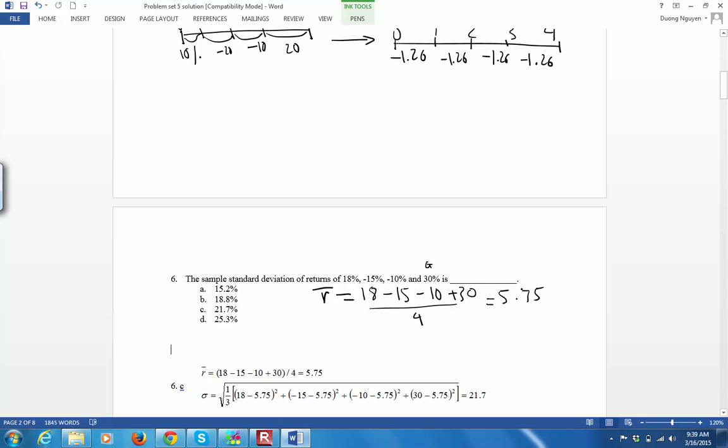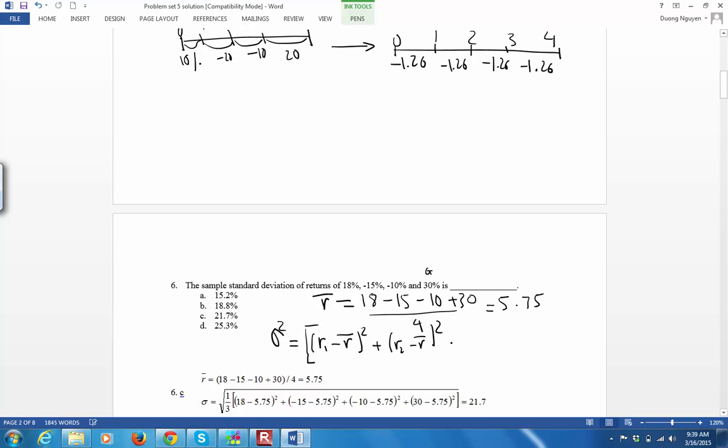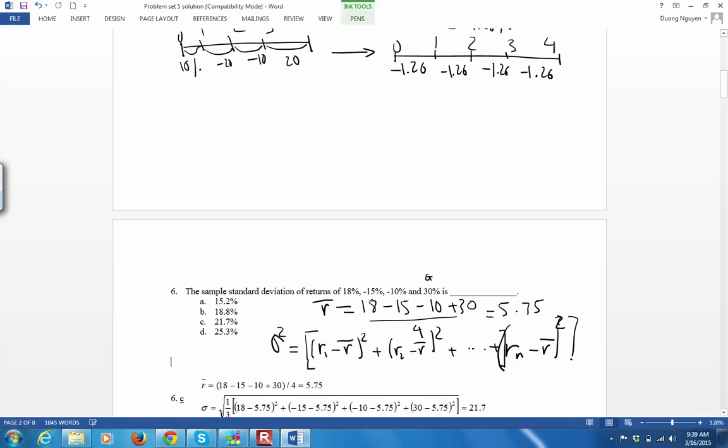And after that you get the variance. The variance is basically equal to the open bracket, (R1 minus average) squared plus (R2 minus average) squared, plus all the way to the last one, which is (Rn minus average) squared, and the whole thing times 1 over n minus 1.